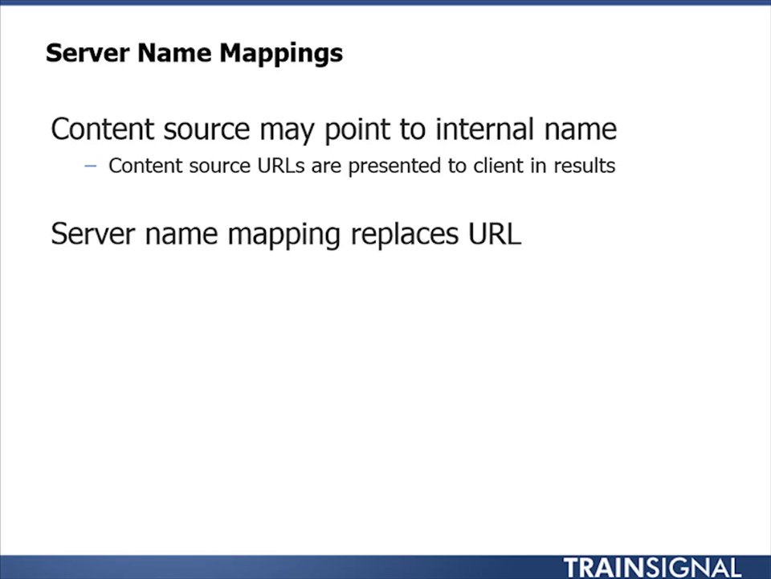When you're setting up your crawl locations, you typically want to use the internal names, but your users aren't going to be able to resolve those names. That's where server name mappings come into play. Basically, what you're going to do is tell the SharePoint search service, hey, if you see this URL, if that's what you crawled, this is really the one that you want to display out to the outside world. And setting this up is just this straightforward.